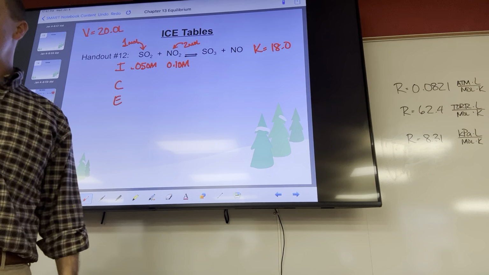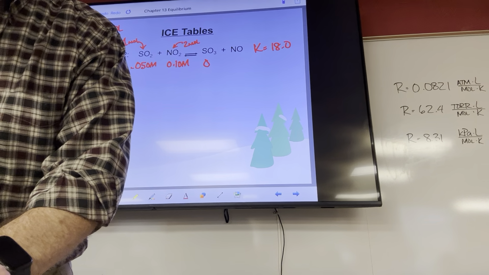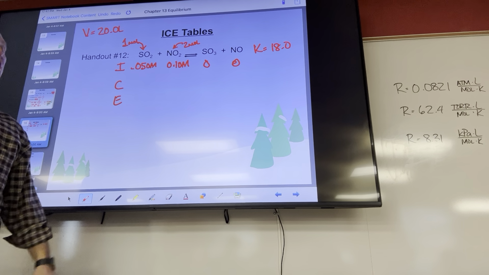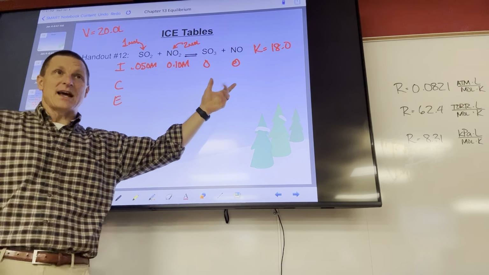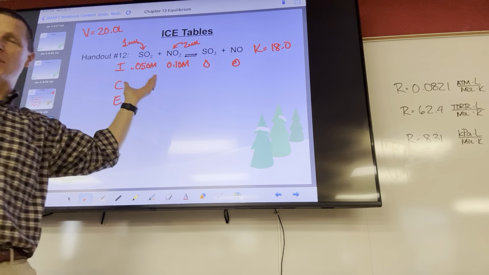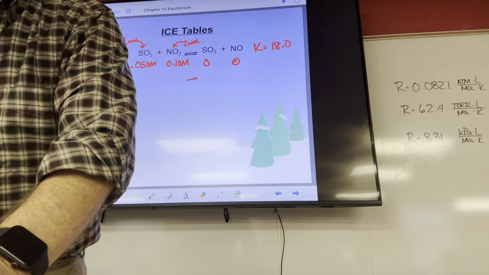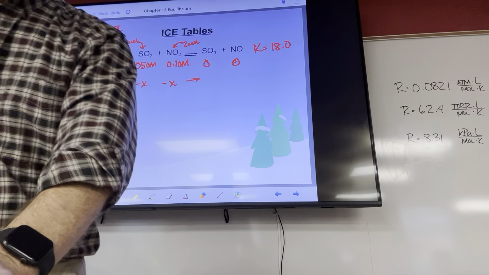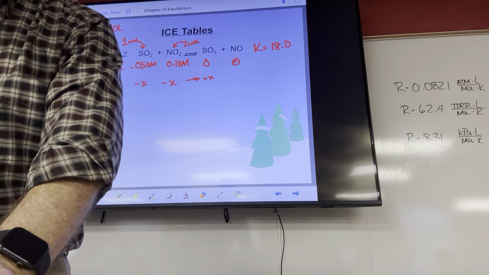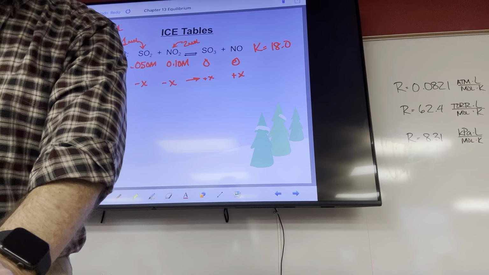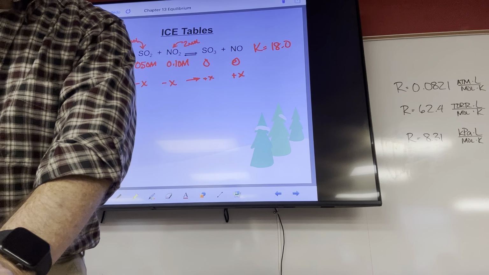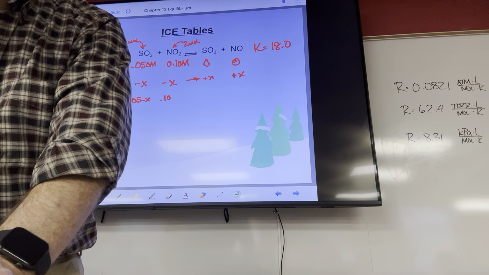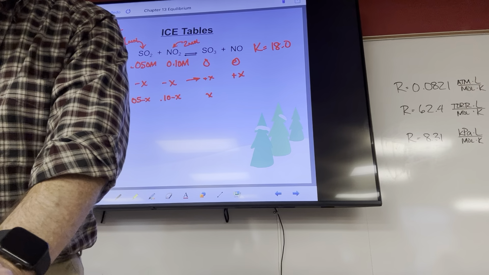It doesn't say anything about the two products, so we can safely assume that there's 0. Once again, we know for sure this reaction is going to go to the right. It's got to make some products. In fact, it's going to make more products than it'll have reactants at the end. So I know it's going to go this way. Therefore, the SO2 and the NO2 are going to go down, and the SO3 and the NO are going to go up. So that at equilibrium, the SO2 is 0.05 minus X. The NO2 is 0.10 minus X. SO3 is X, and NO is X.